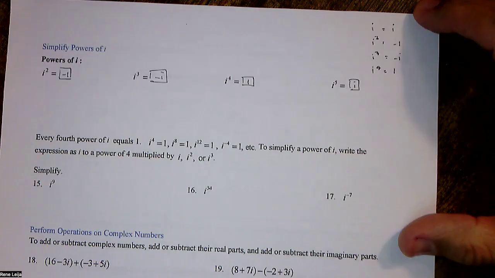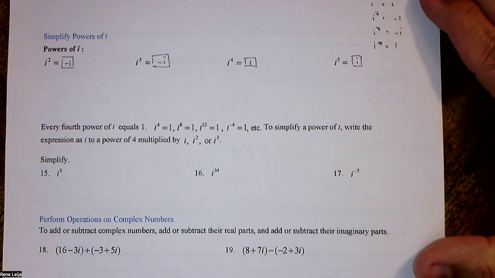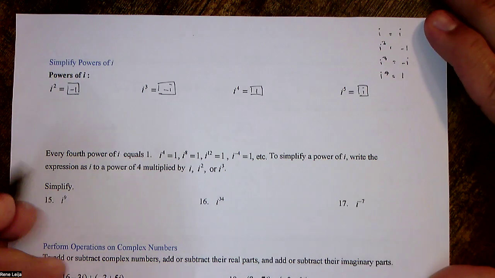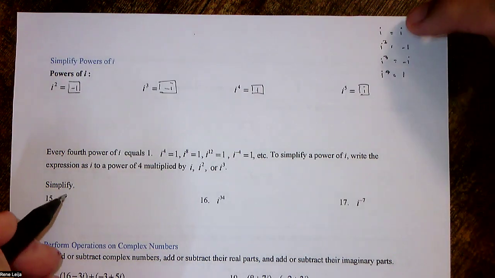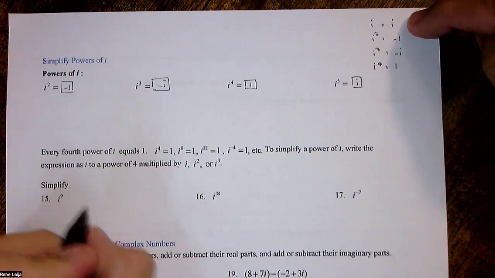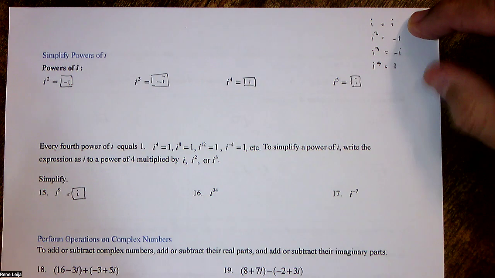Now, when you have higher powers of i, it depends on how big the number is. So this is i to the ninth. Well, this isn't too bad for me just to count: 1, 2, 3, 4, 5, 6, 7, 8, 9. So i to the ninth is the same thing as i.